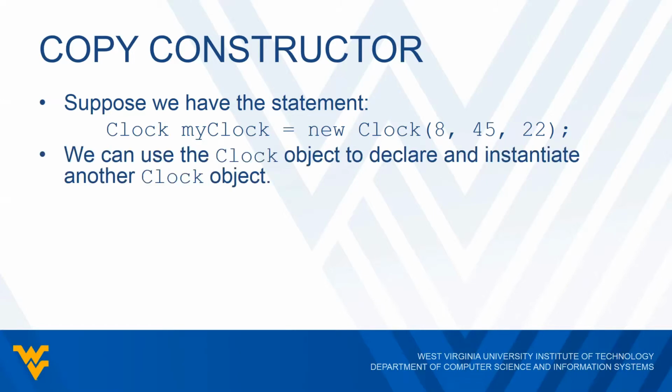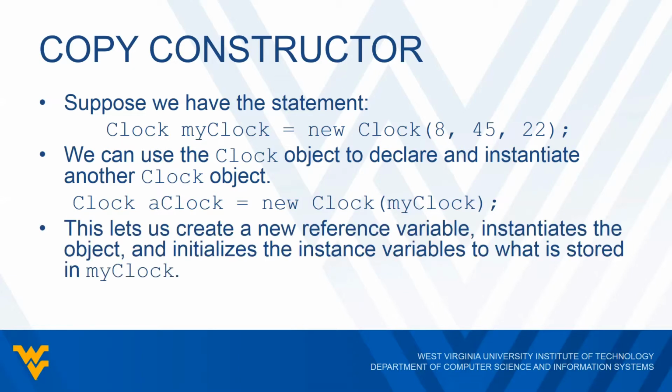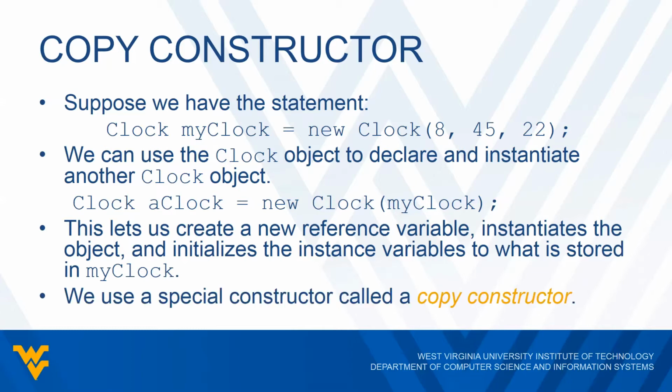We can actually use this very same Clock object to declare and instantiate a different Clock object. So for example, we could do something like Clock, and then maybe I call this aClock, set it equal to new Clock, and pass the myClock object. So what's going on here? Well, we're going to create a new reference variable, and we're going to instantiate the object and initialize all the instance variables of the new object to what is stored in the original object. In order to do this, we use a special type of constructor which we call the copy constructor.